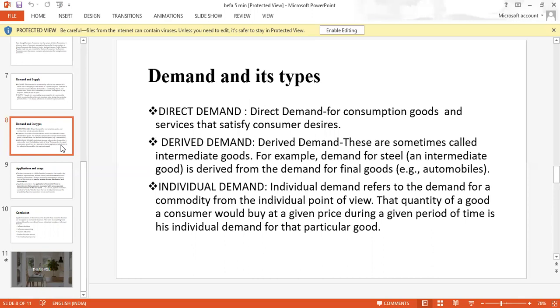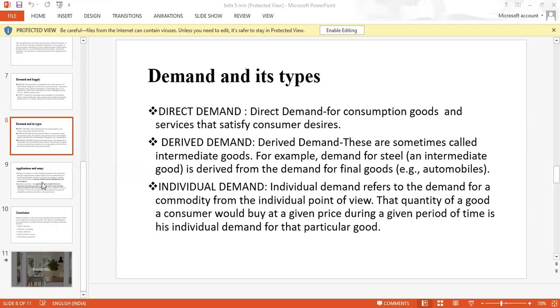And the next one is individual demand. Here, individual demand refers to the demand for a commodity from the individual point of view. The quantity of a good a consumer would buy at a given price during a period of time is his individual demand for the particular good. That's what demand and its types are.